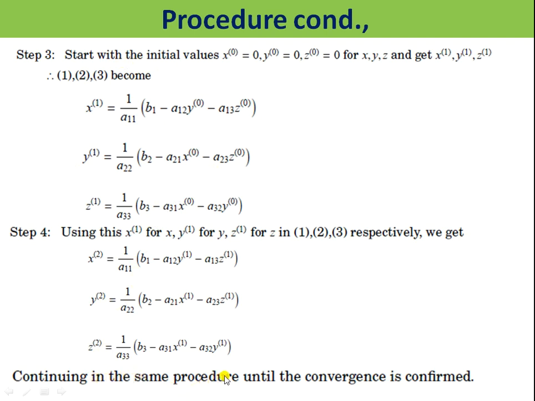Continue in the same procedure until convergence is confirmed. What do you mean by convergence? The values should be equal up to the third decimal, or 5 decimals, according to the problem. So you have to remember these procedures before entering the problem. Clear?